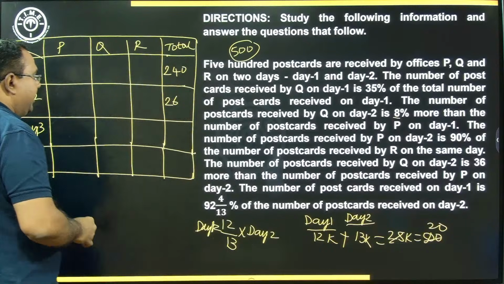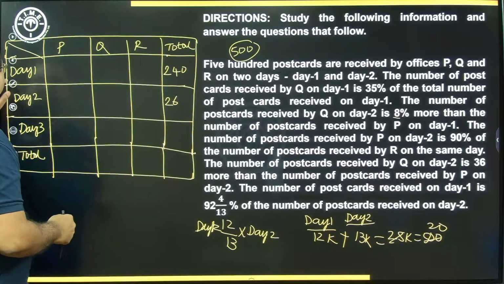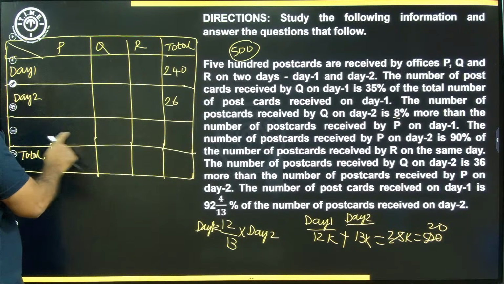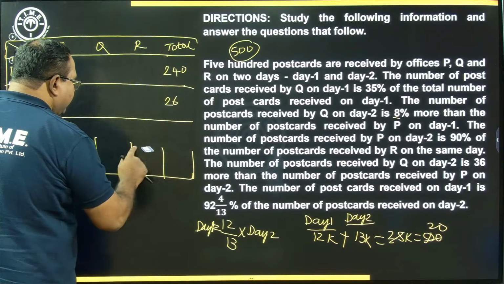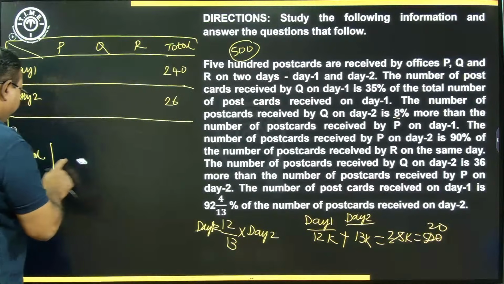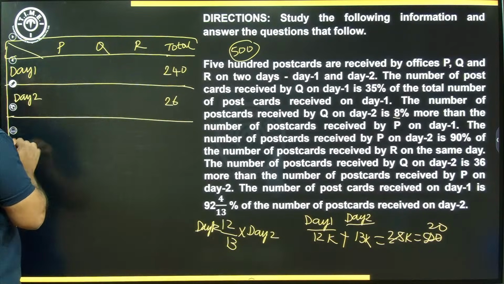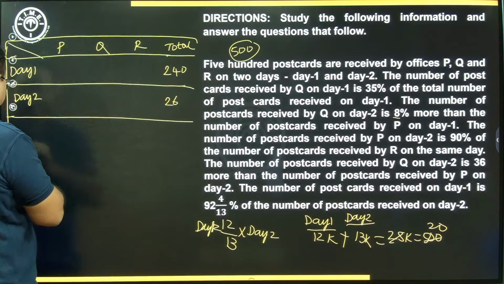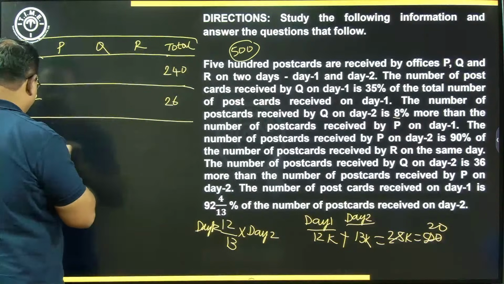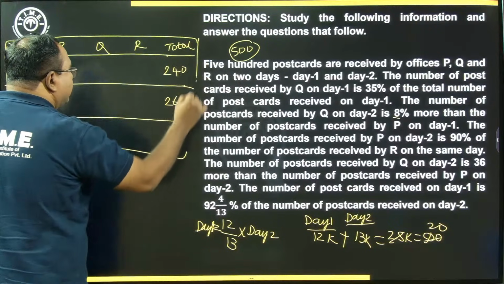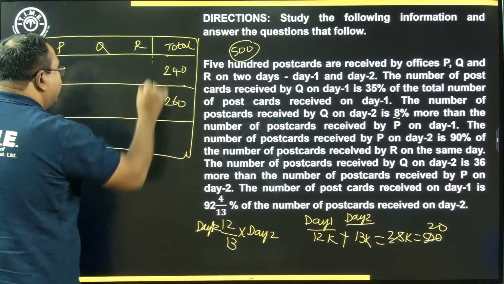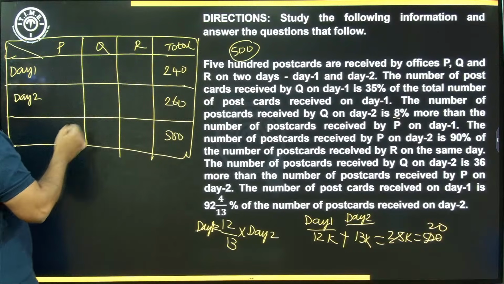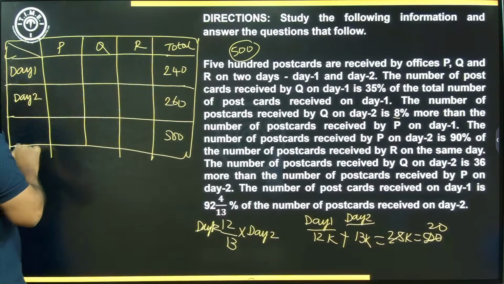Oh, we don't have day 3. I'm sorry. We have only 2 days, sorry. 240 plus 260, total 500. That's all. We have day 1 and day 2. This is total.